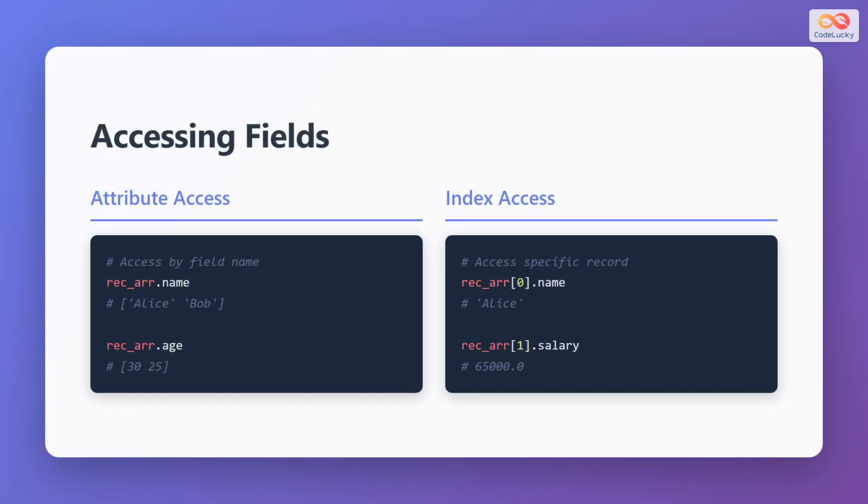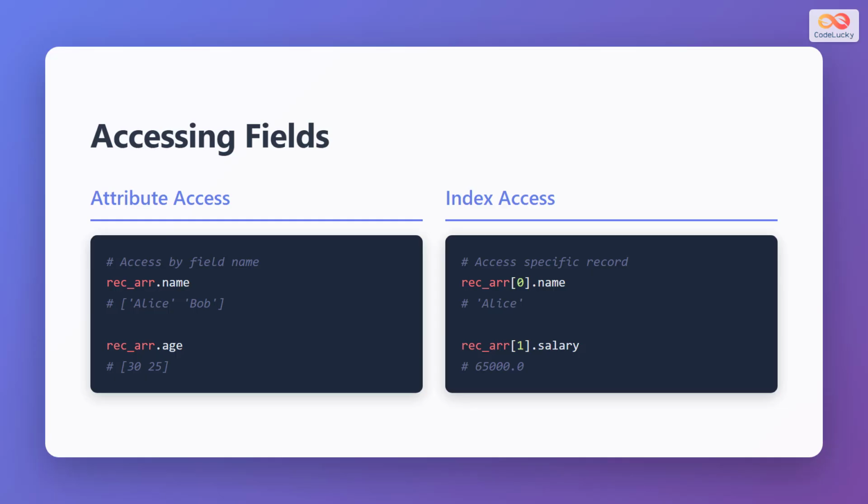Record arrays shine when it comes to accessing data. On the left, we have attribute access. You can simply use rec_r.name to get all the names, which returns Alice and Bob. Similarly, rec_r.age gives you the ages, 30 and 25.